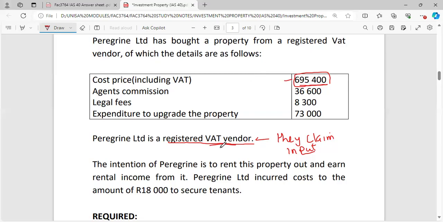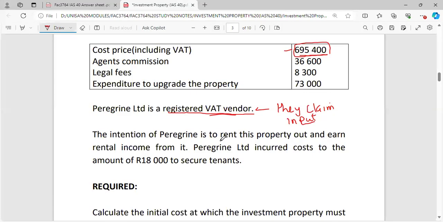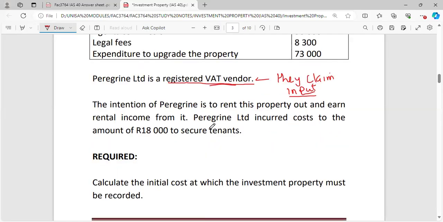I think from your checks, you understand VAT input and VAT output, the registration of an organization as a VAT vendor, and the advantage of being a VAT vendor when it comes to purchase of assets. Which means you are going to claim input tax. So in your cost, you don't include that in the cost of the asset because you get the input tax. Right, so they say the intention of Pregin is to rent this property out and earn rental income.